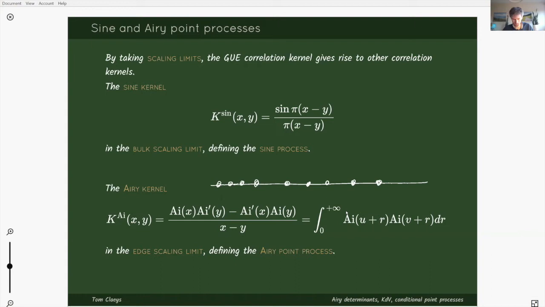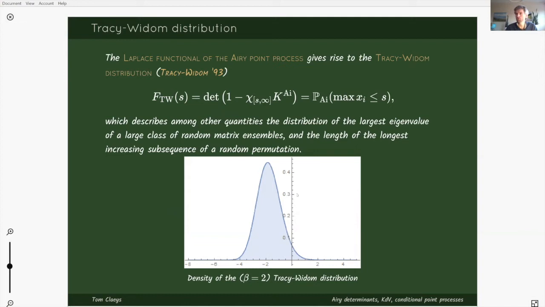One of the things that is very well known about the Airy point process is the distribution of the largest point in this process. This is actually a special case of the Laplace functional that I talked to you about. If we take the function phi that I showed you on the previous slide to be the indicator function of a semi-infinite interval, then this is the probability that the largest point in this point process is smaller than s. So this is the largest particle distribution, and this is nothing else than the Tracy-Widom distribution, or one of the Tracy-Widom distributions. There are several of them, but this is probably the best known.